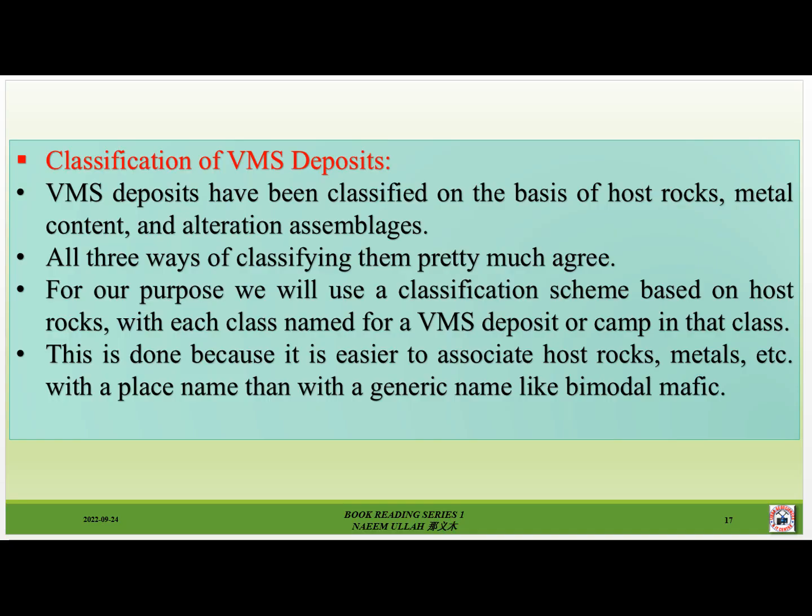Classification of VMS deposits. VMS deposits have been classified on the basis of host rocks, metal content, and alteration assemblages. All three ways of classifying them pretty much agree. For our purpose, we will use a classification scheme based on host rocks, with each class named for a VMS deposit or camp in that class. This is done because it is easier to associate host rocks, metals, etc. with a place name than with a generic name like bimodal mafic.